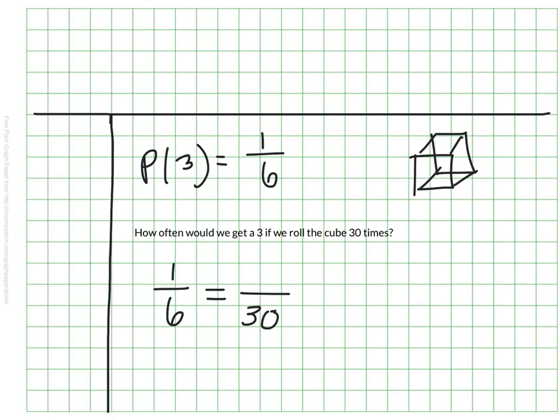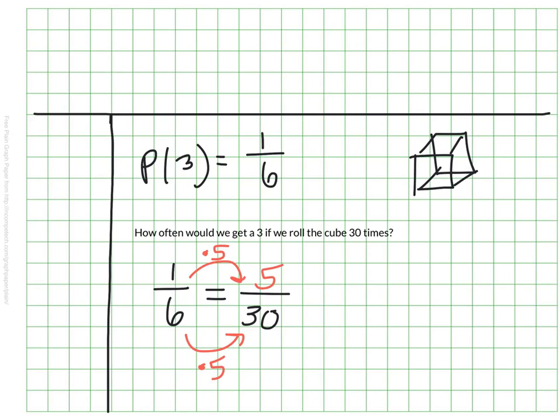So I want to make sure I keep my ratios equivalent, and I'm thinking to myself that if I multiply 6 times 5, I get 30. And whatever I do to the denominator, I need to do to the numerator. So I would do 1 times 5, and of course 1 times 5 is 5. So I would expect that if I rolled it 30 times, about 5 of those times I would get the number 3.